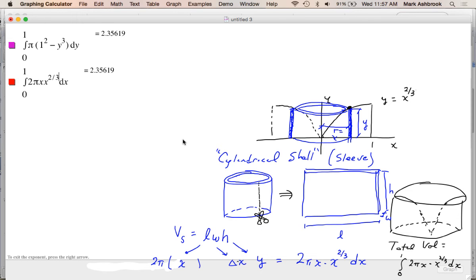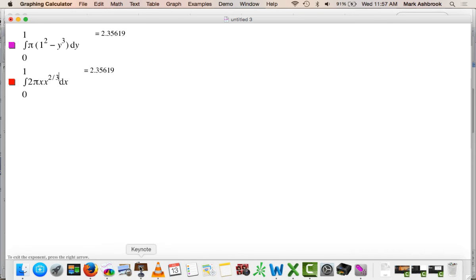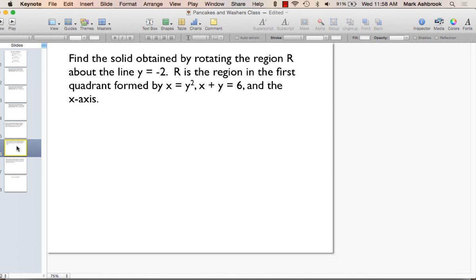Can I erase? Okay, so remember we had this region yesterday, where x equals y squared. Remember x equals y squared. Is this x equals y squared? In the other part, this is y equals the square root of x. Are they the same?